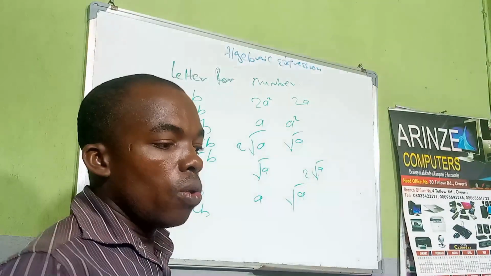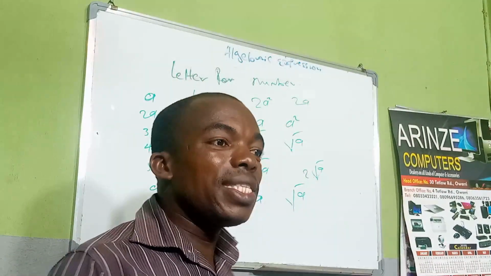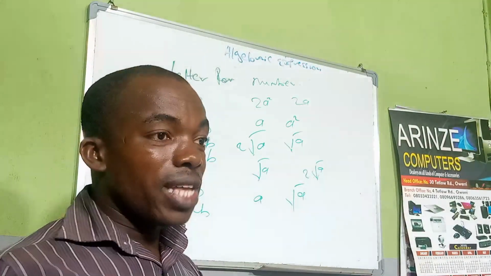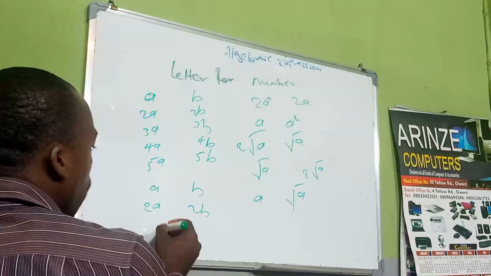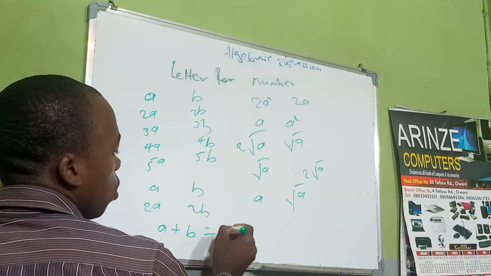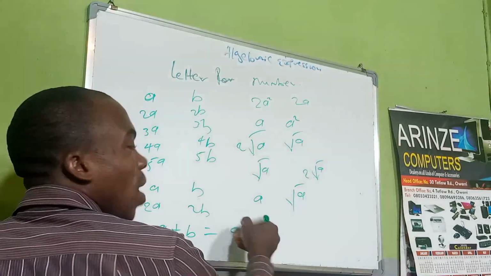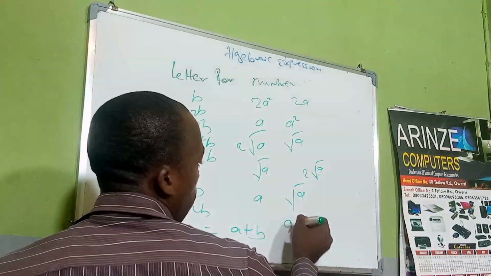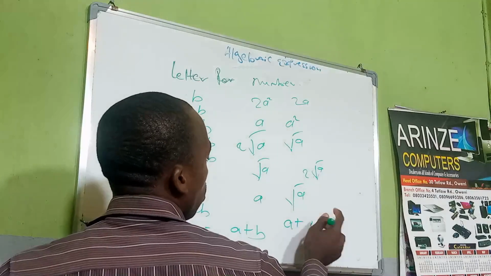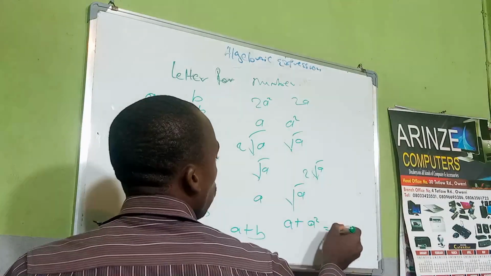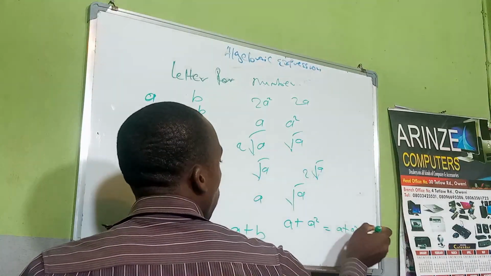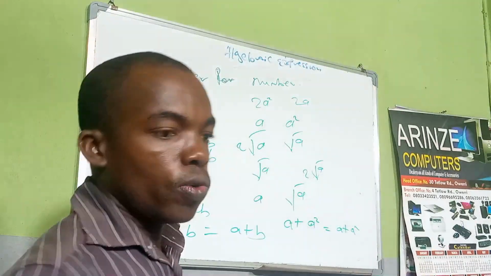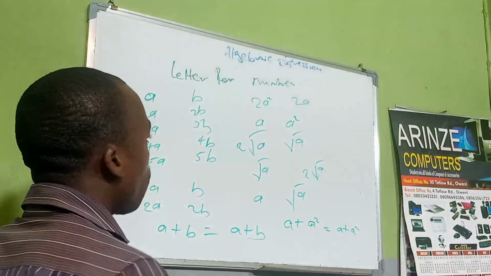So letters can only be added when they are similar, but you cannot add them when they are not similar. If I have A plus B, it is just A plus B, you can't add them together. If I have A plus A raised to power 2, it is also A plus A raised to power 2. So you cannot add them together. This is one of the problems we are having in mathematics.